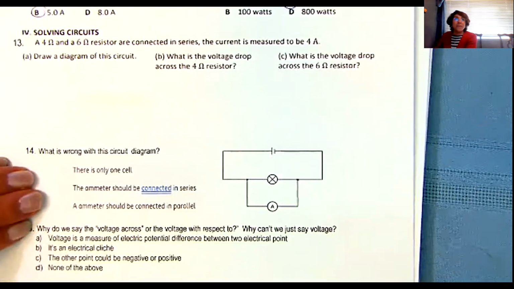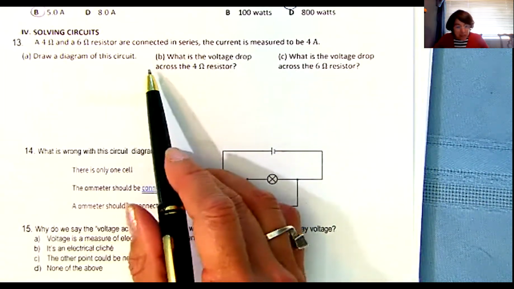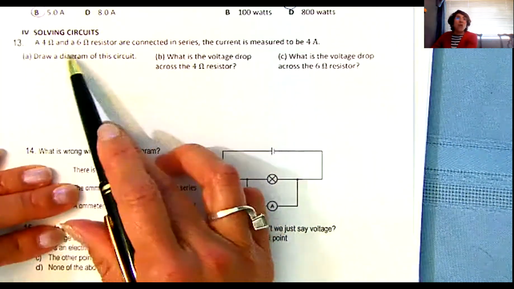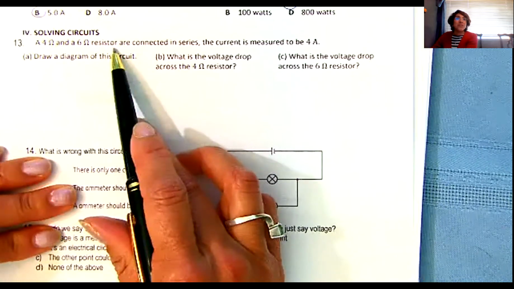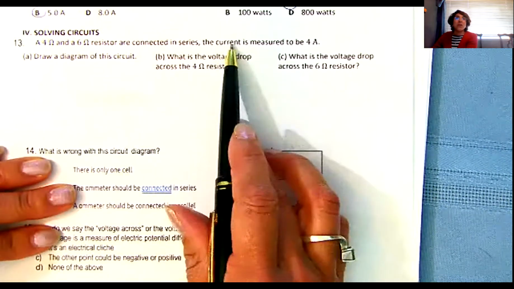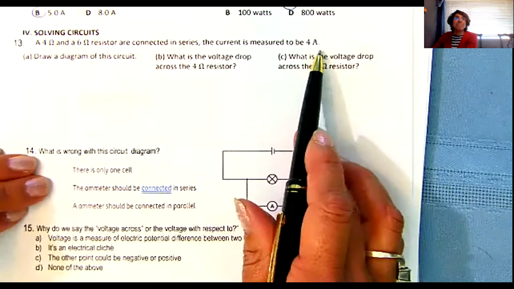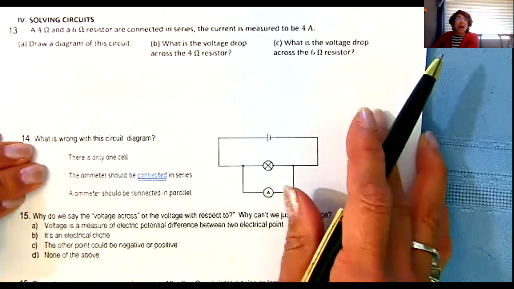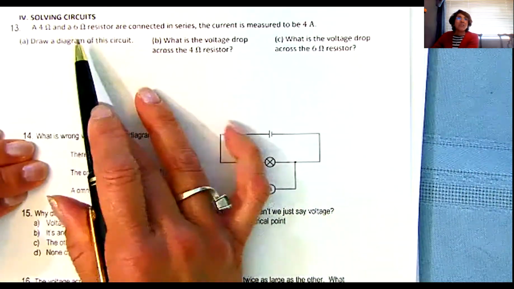Okay, here we go. Number 13, let's see who's next here. Ralph, I got a 4 and a 6 ohm resistor connected in series, and the current is measured to be 4 amps. So can you describe to me, Ralph, as carefully as you can, how I should draw that?